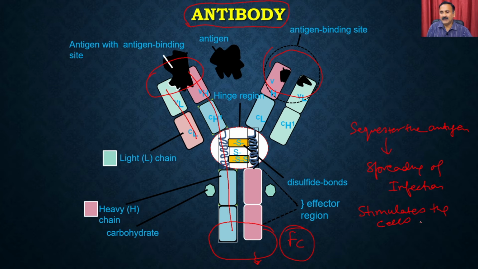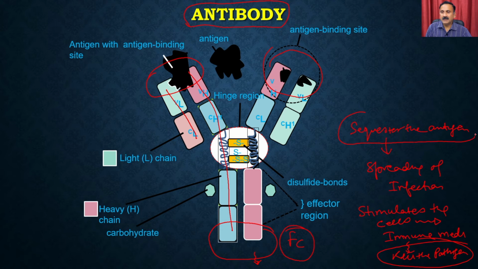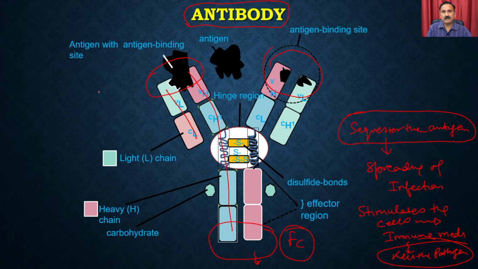It's going to stimulate the cells for production of the immune molecules or the immune mediators, and these immune mediators are actually going to kill the pathogens, or the infectious organisms. So the production of the antibody is very important in the host, so that it is going to create protection against the infectious organisms.